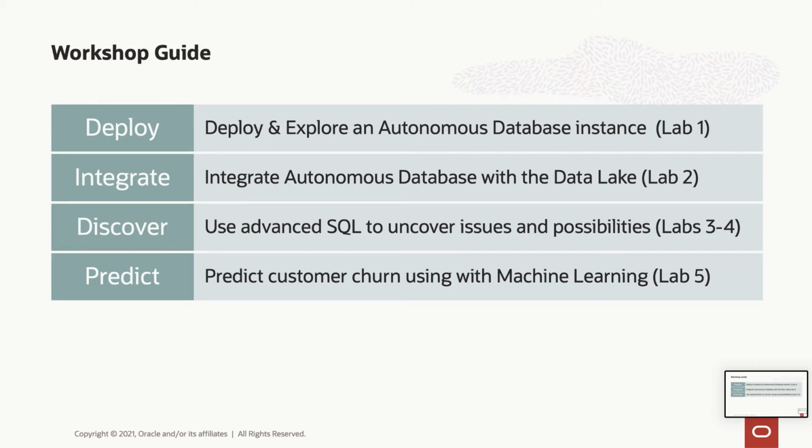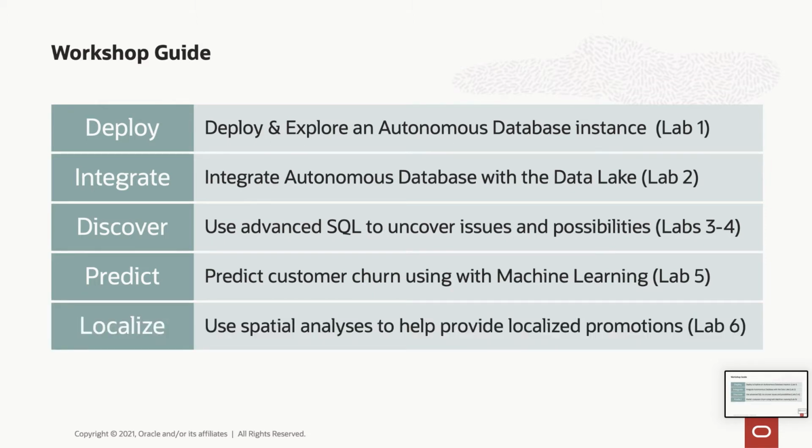And once we predicted those who are potentially going to churn, we're going to use Oracle Spatial to do a localized promotion. Everybody likes pizza, so what we're going to do is for those customers that are potentially going to churn, we're going to find local pizza places that we've partnered with to be able to produce these localized promotions.